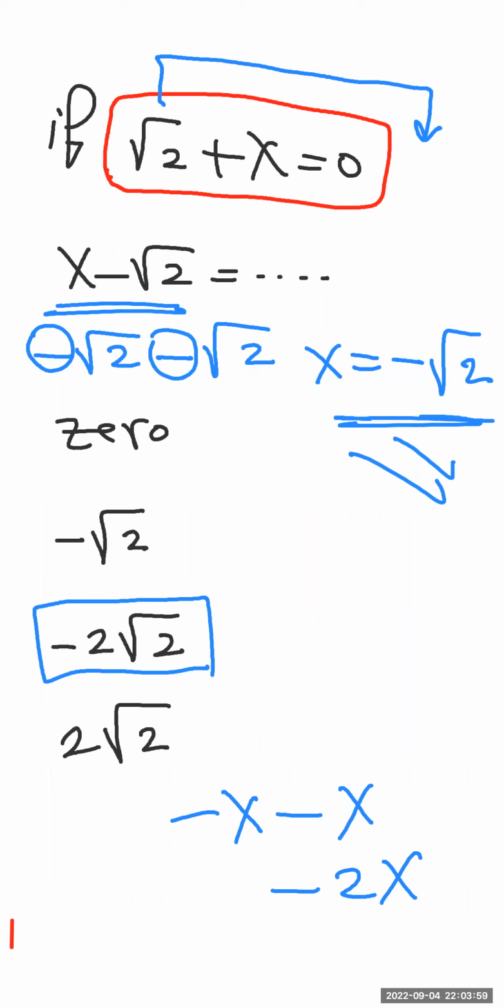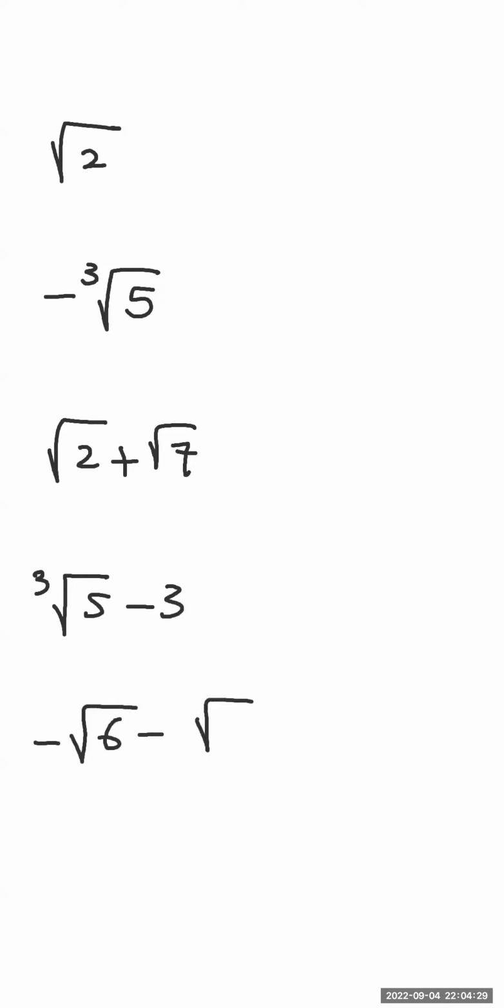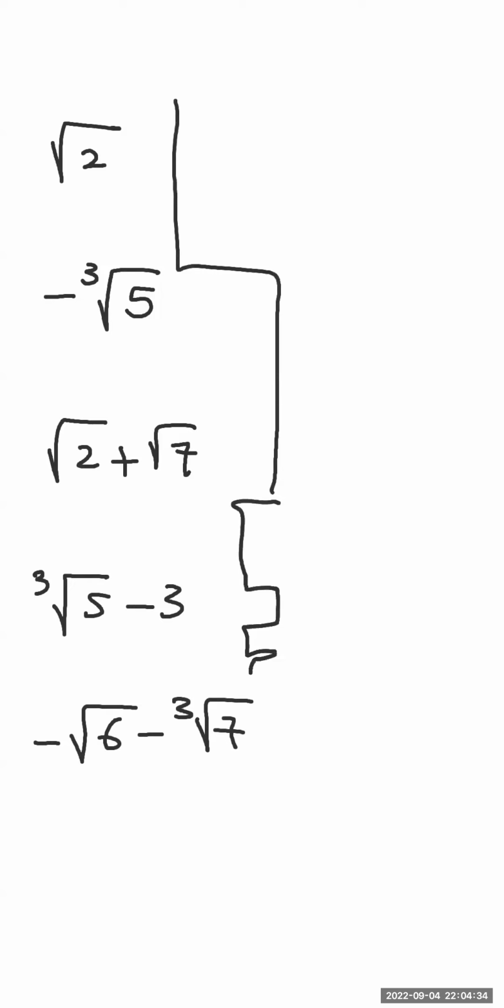Okay. Let's solve another question. The next question, actually, is about the additive inverse. Here, I'm going to write some numbers, and then we want to find the additive inverse. First one, square root of 2. Second one, negative cubic root of 5. Then square root of 2 plus square root of 7. Cubic root of 5 minus 3. Negative square root of 6 minus cubic root of 7. Okay, now write down the additive inverse.